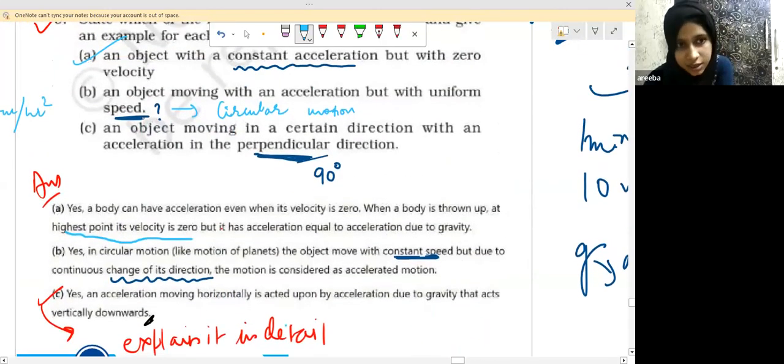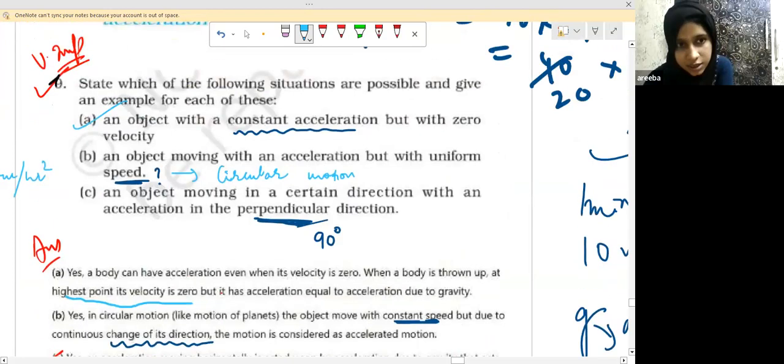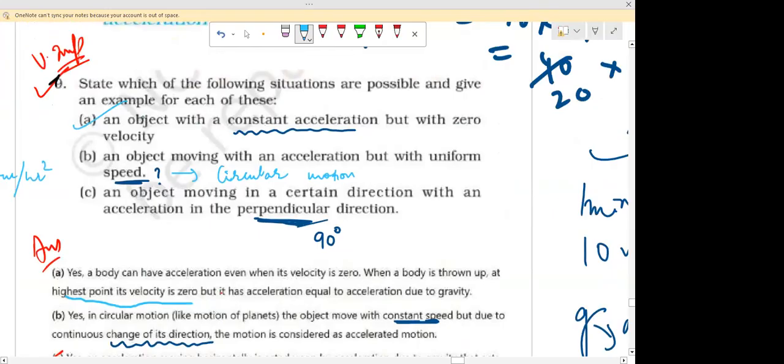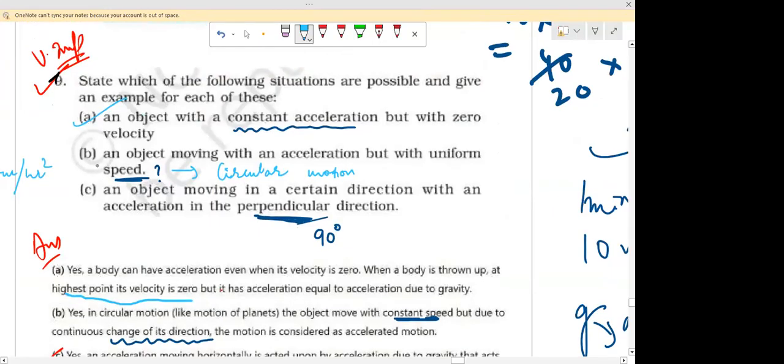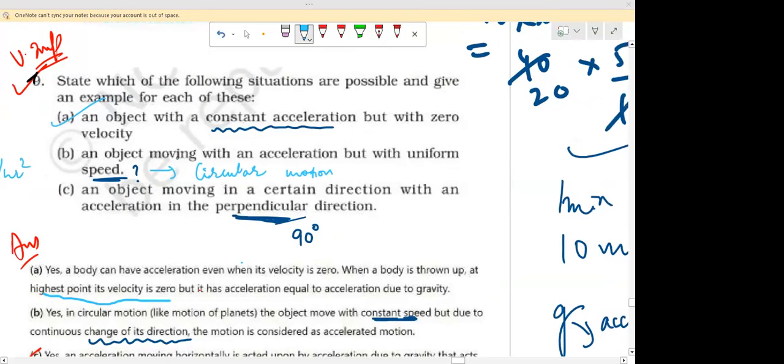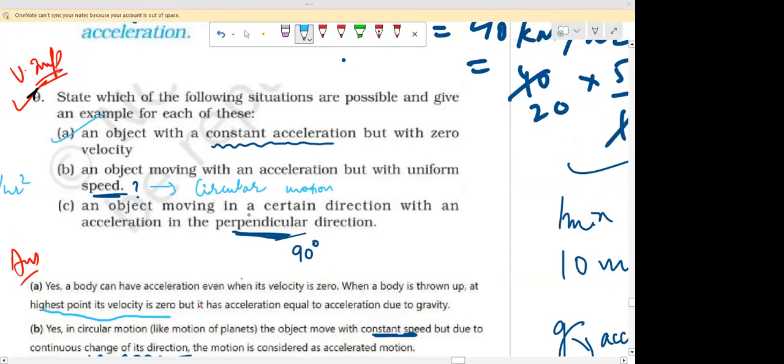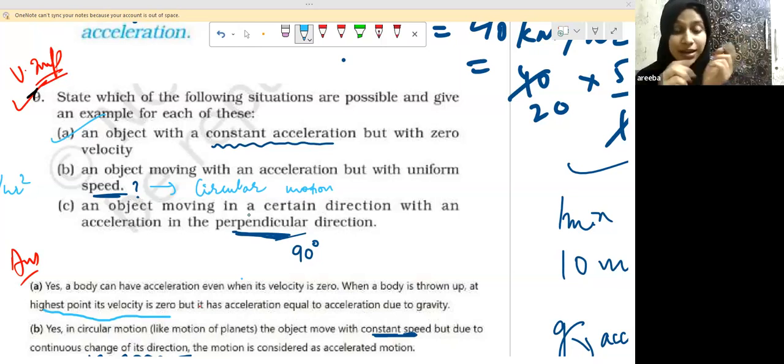The next, do you want to give the explanation? Ali, B part? Do you want to try? Can you give the explanation for the B part? I have told you this in the last class. An object moving with an acceleration between uniform speed. Yeah, of course. But you don't simply have to read the point. You have to make Umaima understand this. Okay? B point.